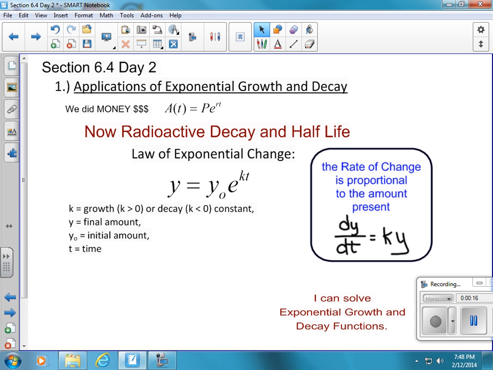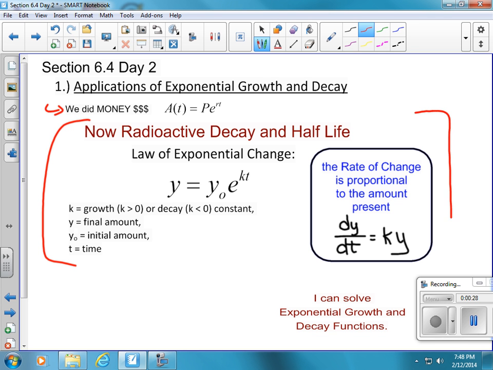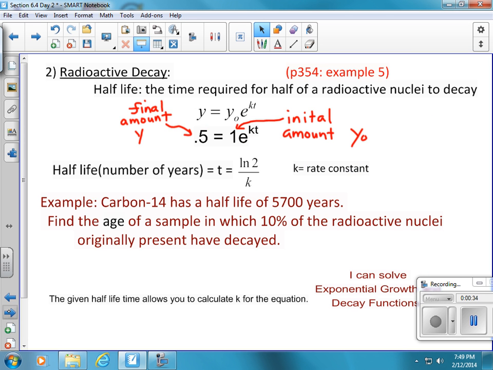Actually, we have done many applications before, like in Algebra 2. I don't know if you ever did them in pre-calc. But I did show you last lesson about the law of exponential change. Please note that again, we're going to actually use that in 3 fancy-dancy problems.